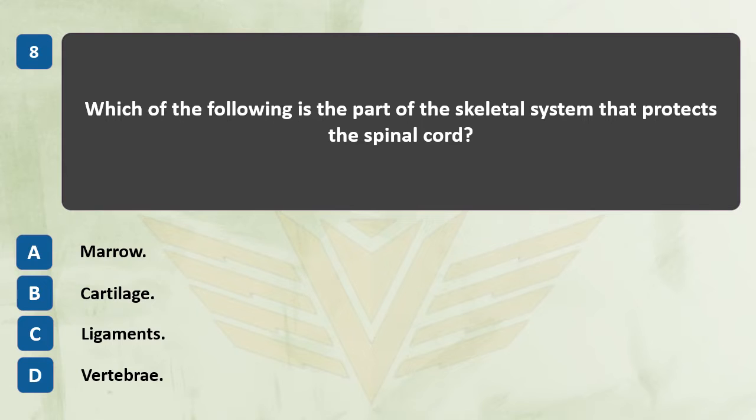Which of the following is the part of the skeletal system that protects the spinal cord? A. Marrow. B. Cartilage. C. Ligaments. D. Vertebrae.